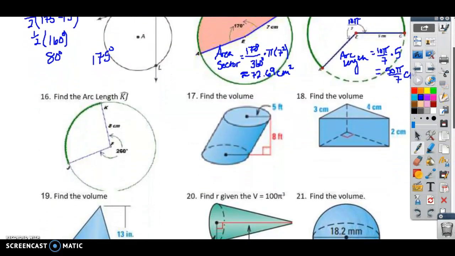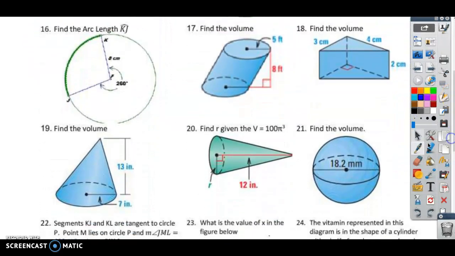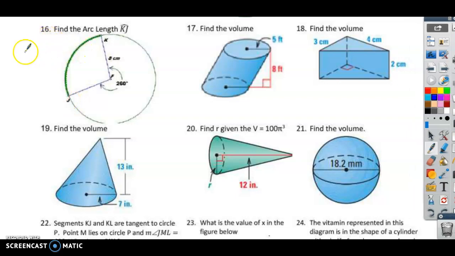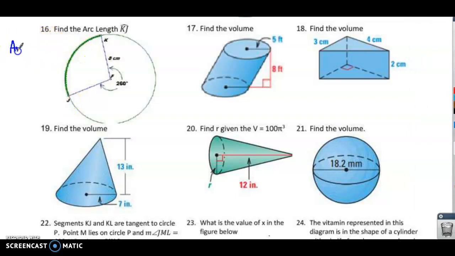Don't have to do quite as much as if we were given the degree measure, which is what we're given in number 16. Find the arc length of arc KJ. So we're going to find the arc length here, and I believe we're given a central angle of 260 degrees, but KJ is over here. So we need to subtract that from 360. We get 100 degrees. So the arc length is going to be 100 degrees divided by 360 degrees times 2 pi times our radius, which is 8.